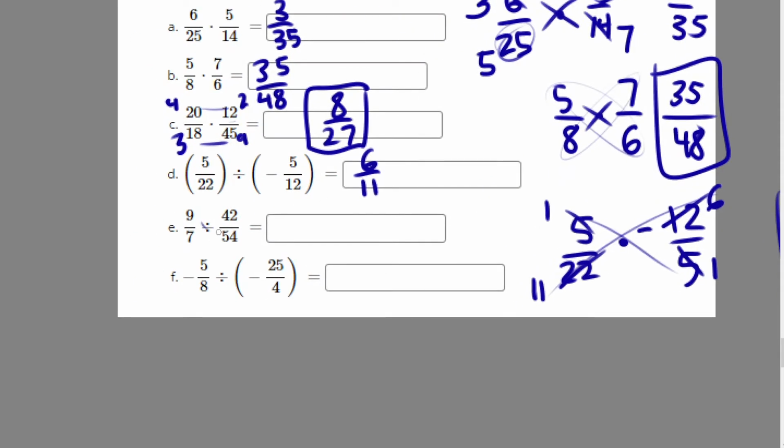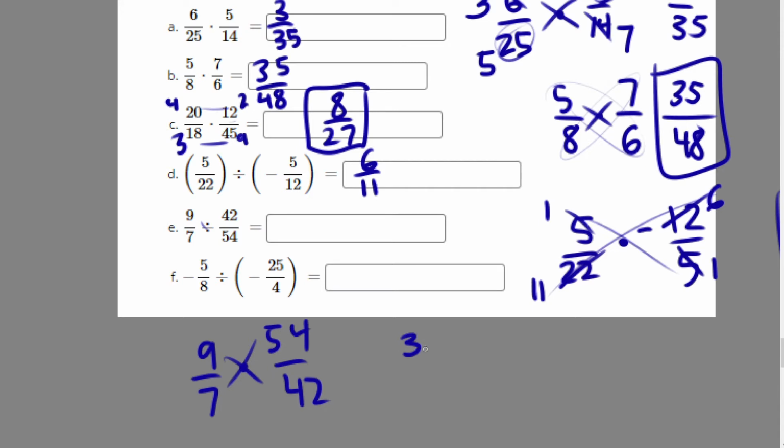9, and then you can copy, flip again. 9 over 7 times 54 over 42. I don't think 7 goes into 54. 49, nope. And 9 does not go into 42 either. So I believe that this is going to be our, does 3 go into 42? Yes, 3 does go into 42.